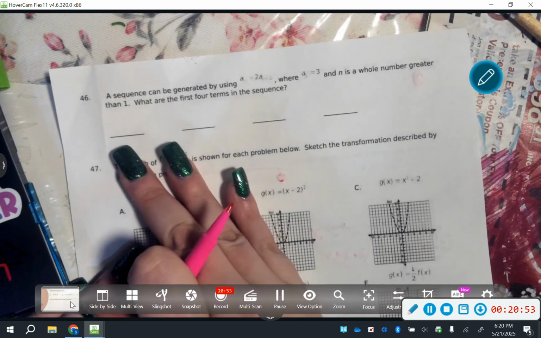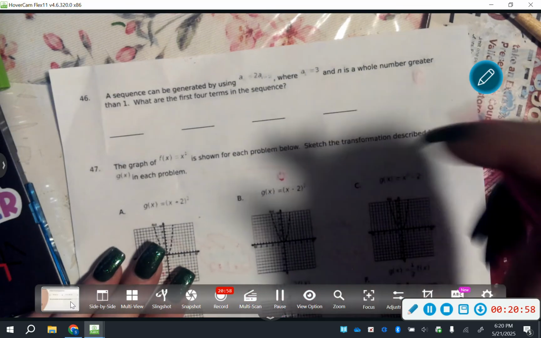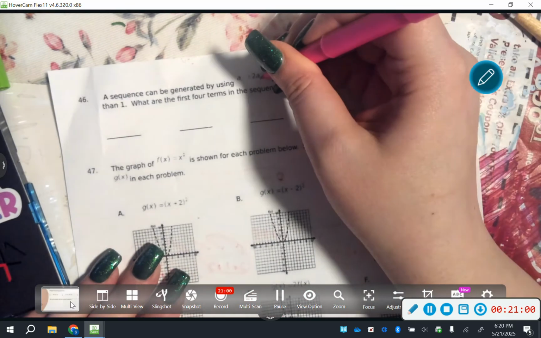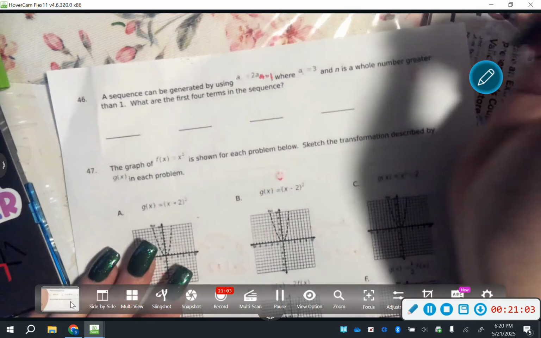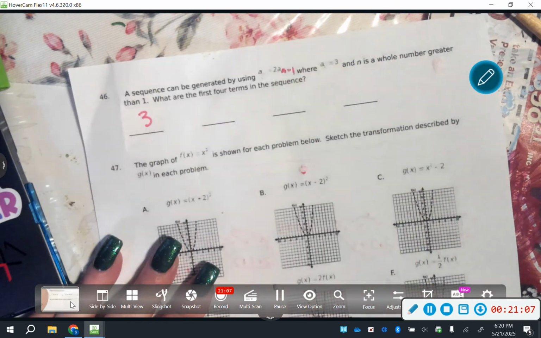Okay. So the sequence can be generated by using, and you can't really read it, I'm not gonna lie. I think it's supposed to be a sub n equals 2 times a sub n minus 1, and a sub 1 equals 3. So they're saying, hey, the first number is 3.